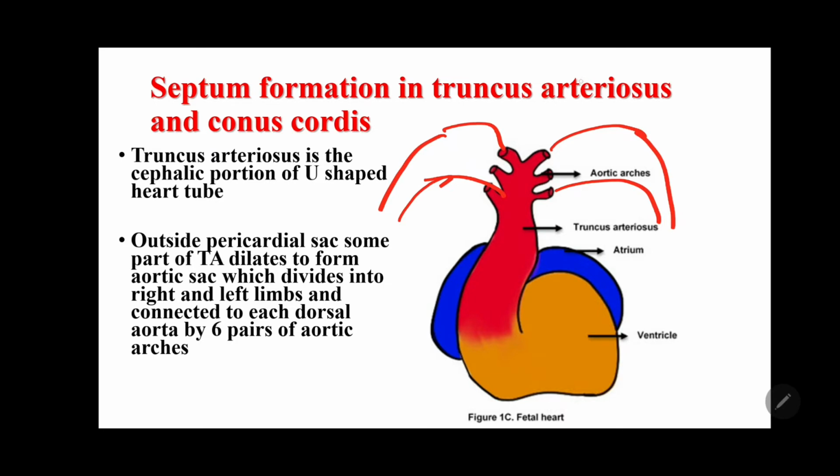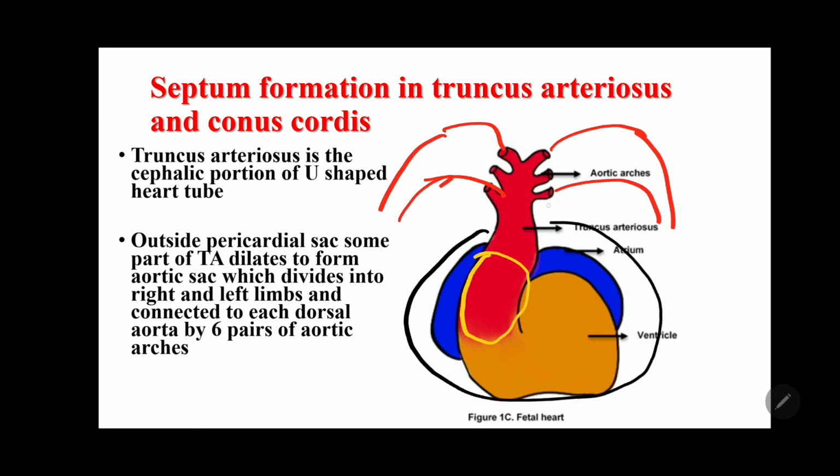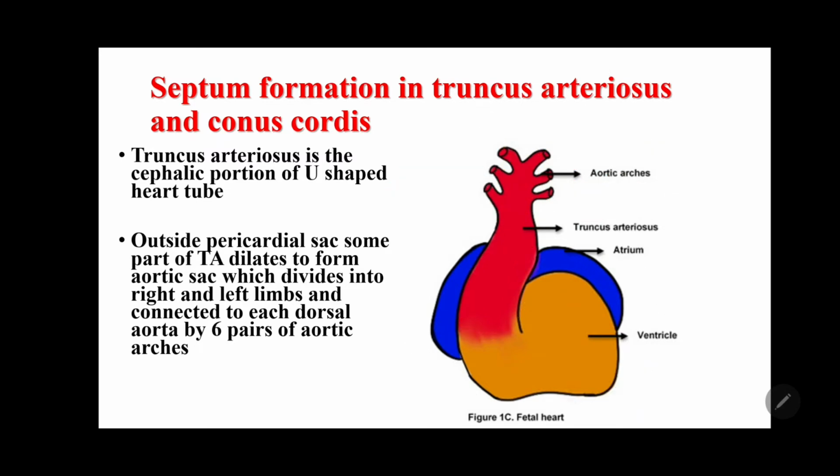So if the truncus arteriosus is here, this much is truncus arteriosus, outside the pericardial sac, it is forming this aortic sac, and this aortic sac is connected to the 2 dorsal aorta, right and left dorsal aorta, by the different arch arteries. There are 6 pharyngeal arch arteries, the 5th one disappears. So in this way, the truncus arteriosus is communicated with the dorsal aorta.